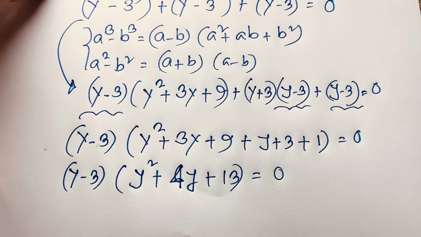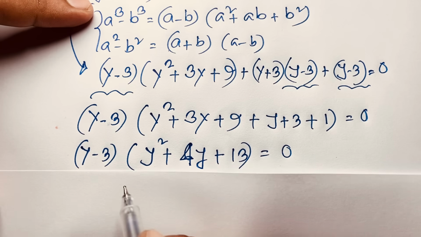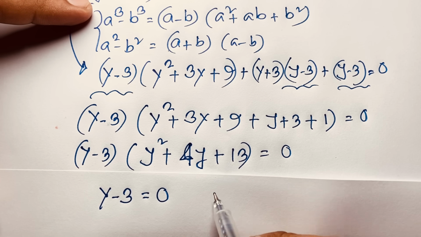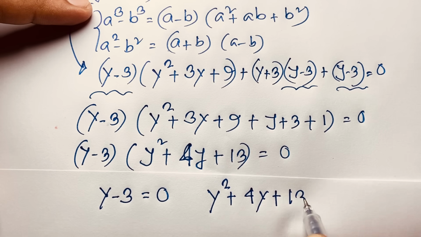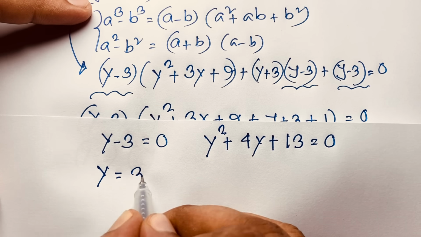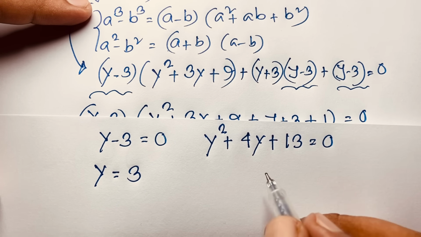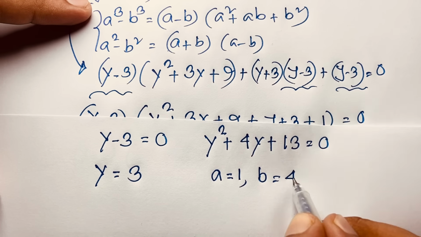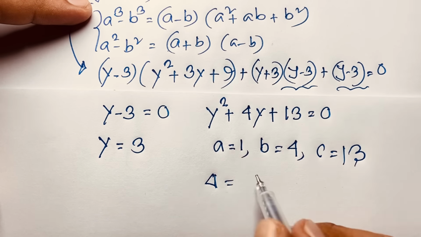So now at this moment you can say here two cases. Our first case is y minus 3 is equal to 0, and the other case is y square plus 4y plus 13 is equal to 0. Then here y is equal to 3, I just move this negative 3 to this side, it will be positive 3. And here y is equal to what? So you can see here a is equal to positive 1, b is equal to 4, and c is equal to 13. Then here delta will be b square minus 4ac.